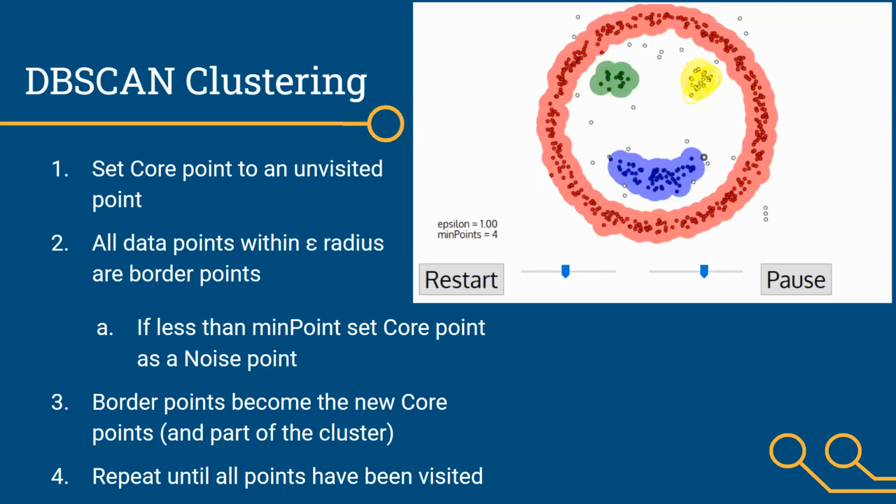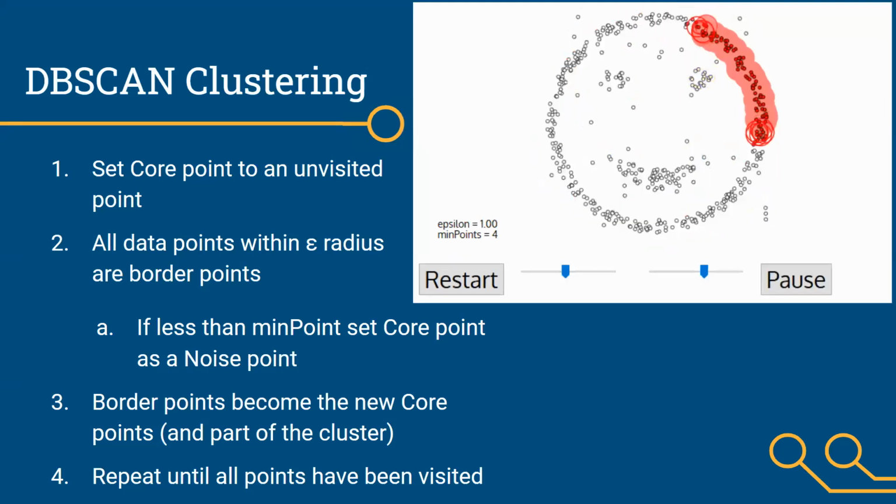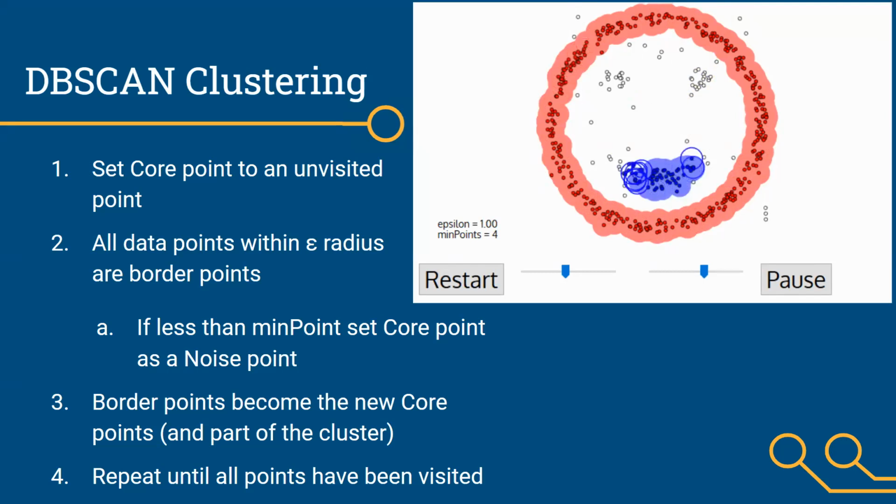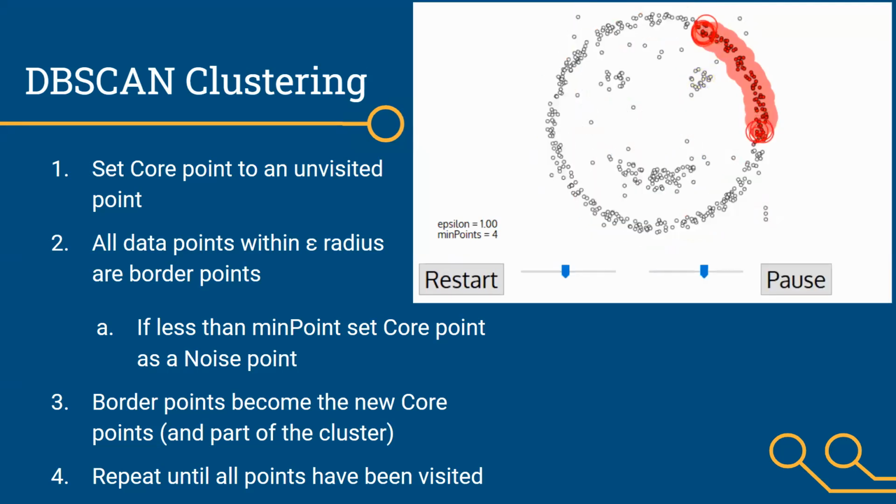So we set the core, not the centroid, but the core, to an unvisited point. Then we're going to take a look at all points within a radius of epsilon. Epsilon's just a number. Don't let the number scare you, but you look at all the points nearby. And if there are less than a certain number of points, you're going to set it as a noise point. This means there are not many points around it. It's kind of on its own. You set it to noise. You say, hey, this isn't part of a group.